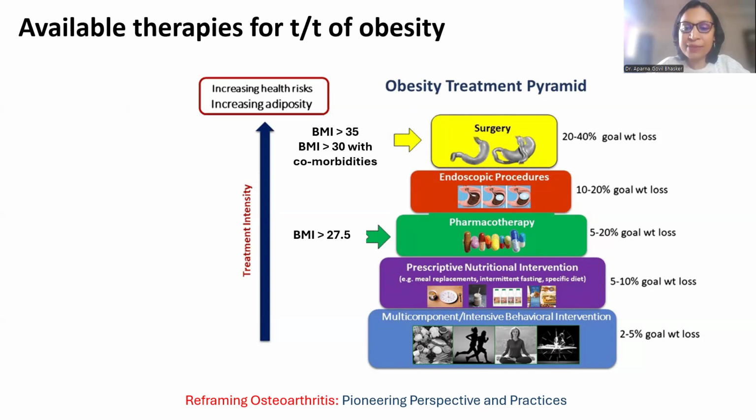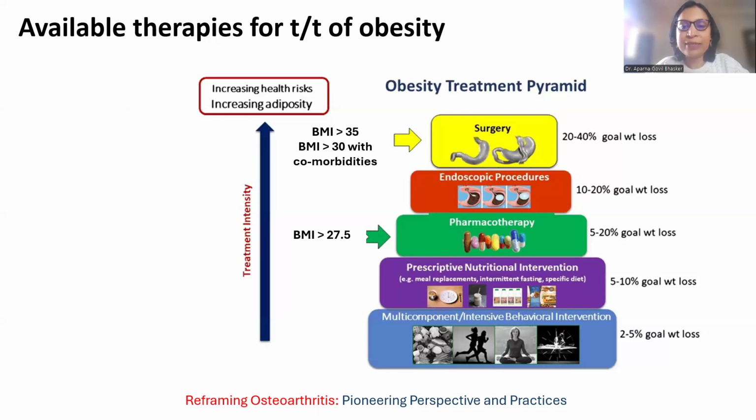Now, the available therapies here are multi-component intensive behavioral intervention, which is basically your diet and lifestyle modification. Then we have prescriptive nutritional intervention. Beyond that, we have pharmacotherapy. So we've been hearing a lot of conversation about drugs like Ozempic, drugs like Wegovy. Then we have endoscopic therapies like balloons and endoscopic sleeve, etc. And at the top of the pyramid, we have surgery.